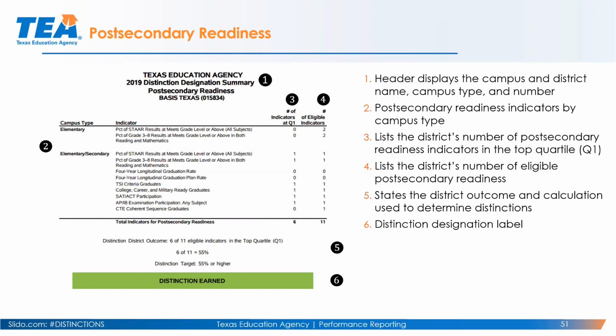So for this district, there are 11 total indicators for post-secondary readiness that are evaluated. That's the denominator. The numerator would be the number of indicators in quartile 1 within the comparison group. So 6 out of 11 would be 55%. The target for the distinction designation for the district would be 55% or higher. Therefore, the distinction designation is earned.